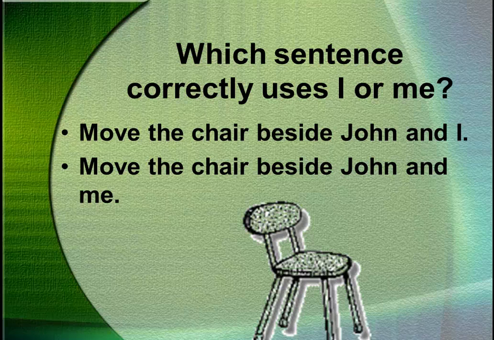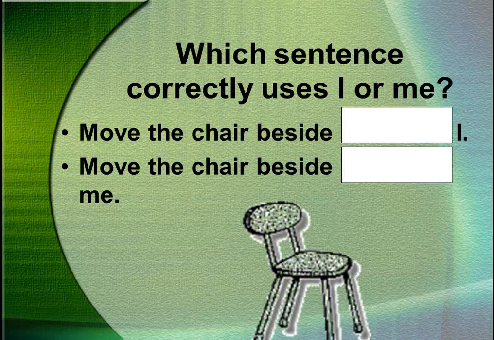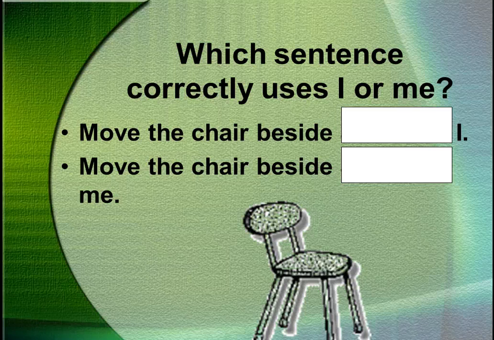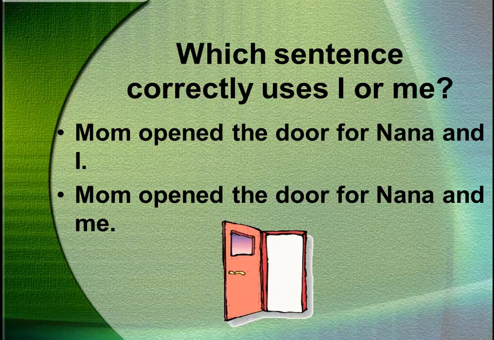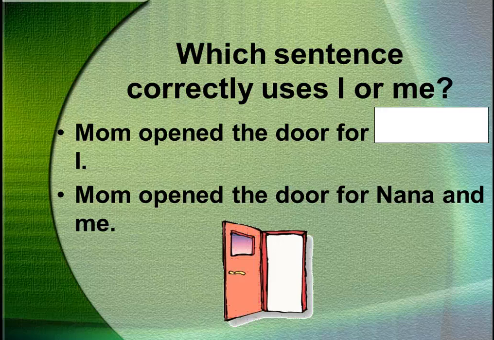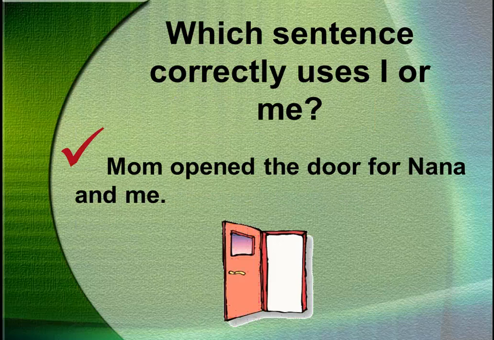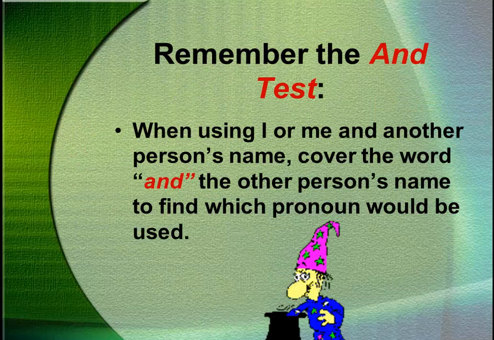Move the chair beside John and I. Move the chair beside John and me. Good. Move the chair beside John and me. Mom opened the door for Nana and I. Mom opened the door for Nana and me. Good. For Nana and me.